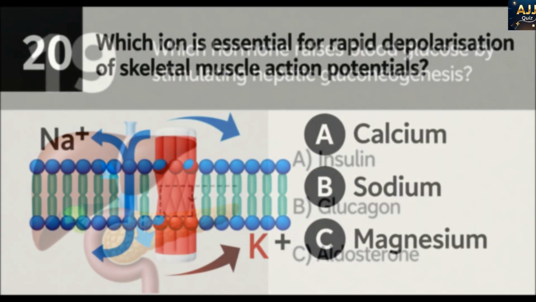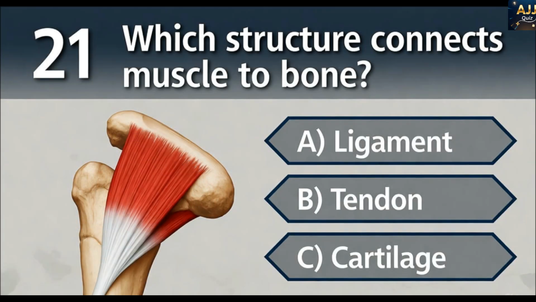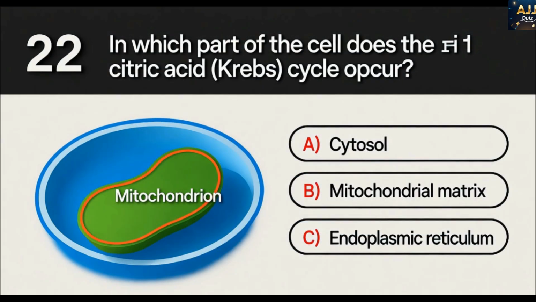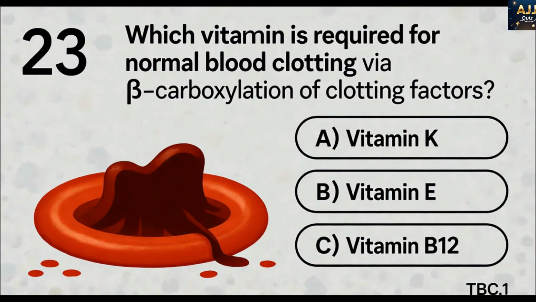Glucagon. Which ion is essential for rapid depolarization of the skeletal muscle action potential? Sodium. Which structure connects muscle to bone? Tendon. In which part of the cell does the citric acid cycle occur? The mitochondrial matrix. Which vitamin is required for normal blood clotting?